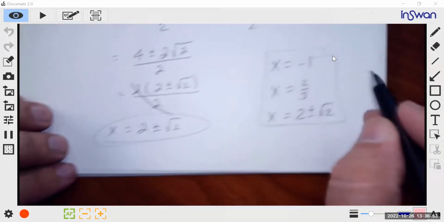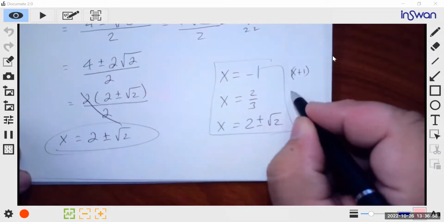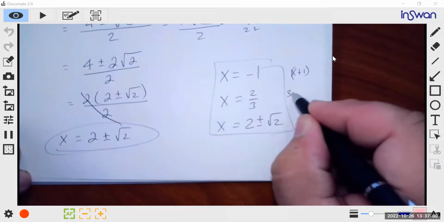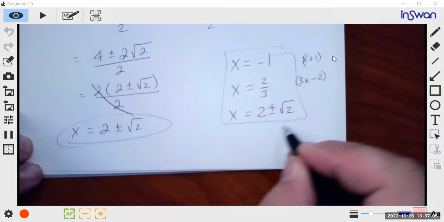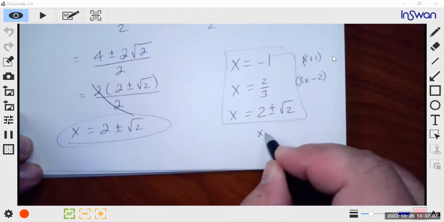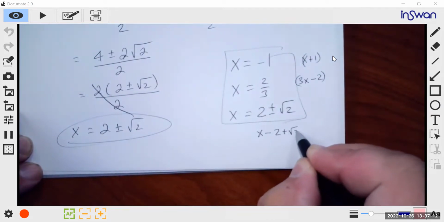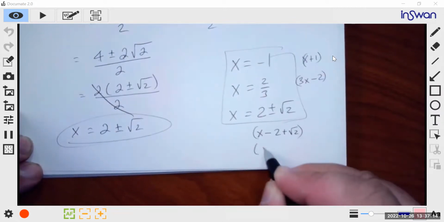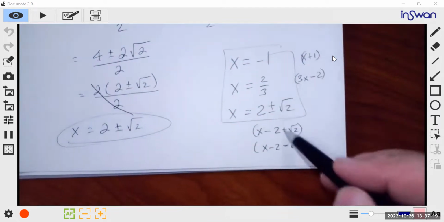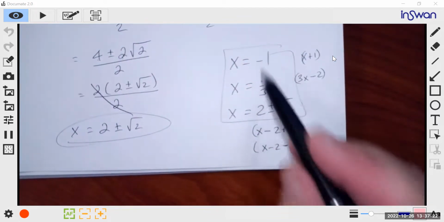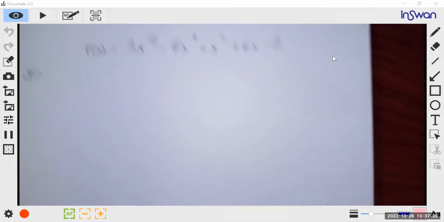And the factors are x plus 1. The bottom goes in front, so it's 3x minus 2. x minus 2 plus or minus the square root of 2: x minus 2 plus square root of 2, and x minus 2 minus square root of 2. These are your 4 factors. Those are your 4 intercepts. Which brings us to this next question.